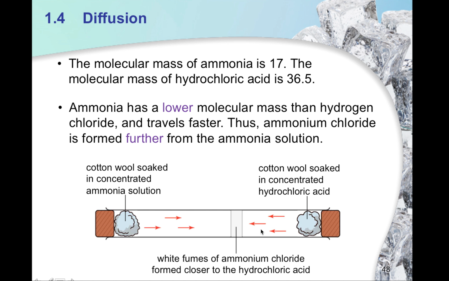This can be observed when hydrochloric acid reacts with the ammonia gas. It will produce white fumes of ammonium chloride, and this shows that ammonia is lighter than hydrochloric acid in terms of diffusion. This is a common MCQ question that comes out in O level, so do try to understand this particular example.